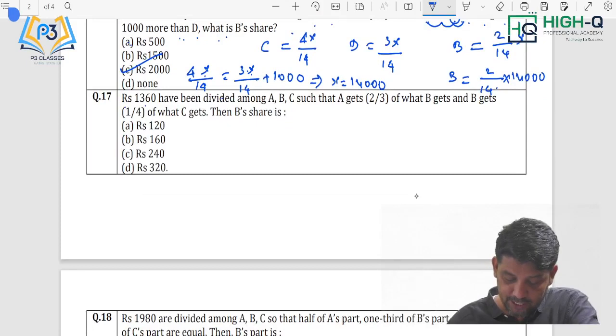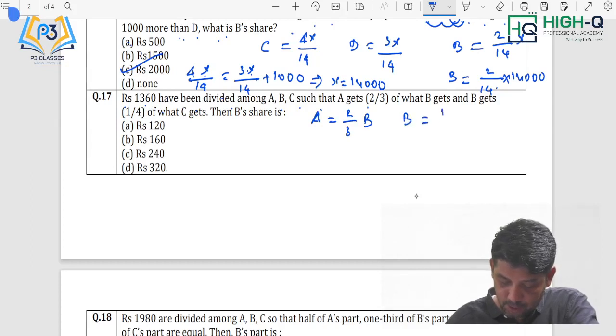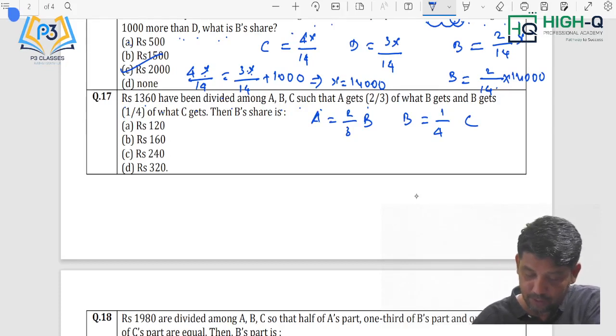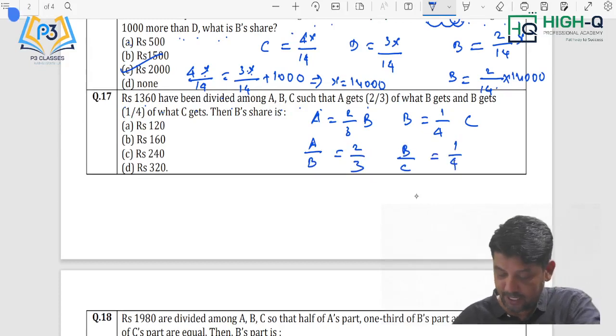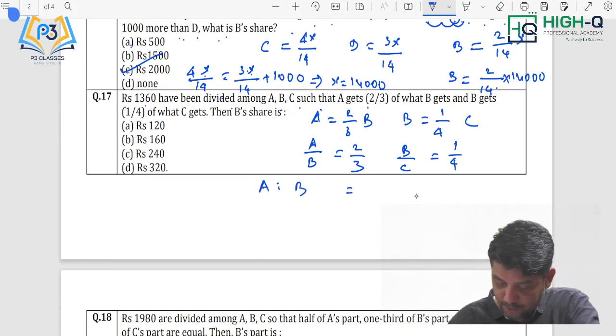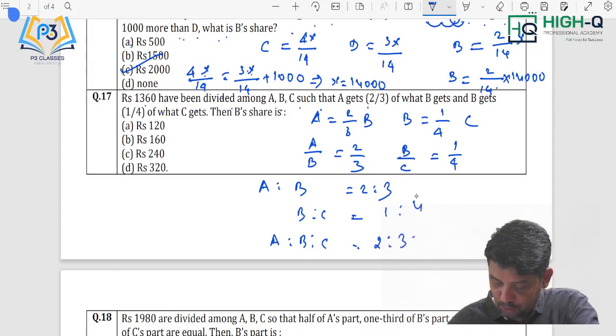Next, 1360 rupees have been divided among A, B, C such that A gets 2/3 of B and B gets 1/4 of C. Now what is the question? What is B share? Can I say A by B is equal to 2 by 3, B by C is equal to 1 by 4? We can say that. So A is to B is 2 is to 3, B is to C is 1 is to 4. So what is A is to B is to C? 2 is to 3 is to 12.